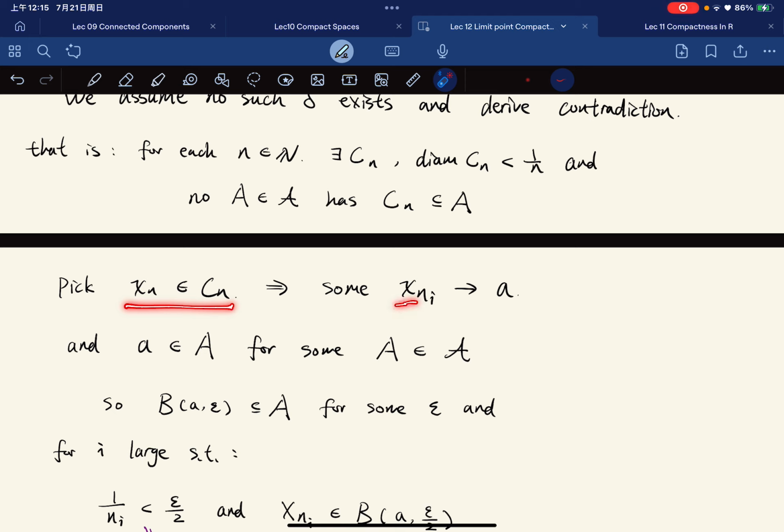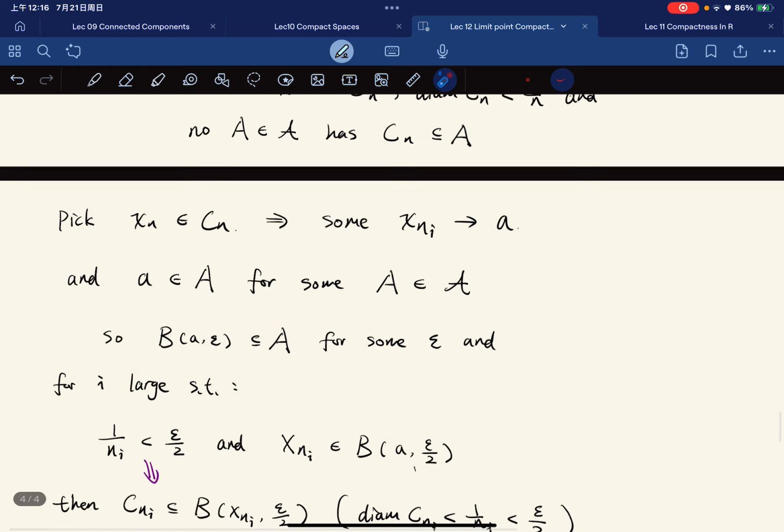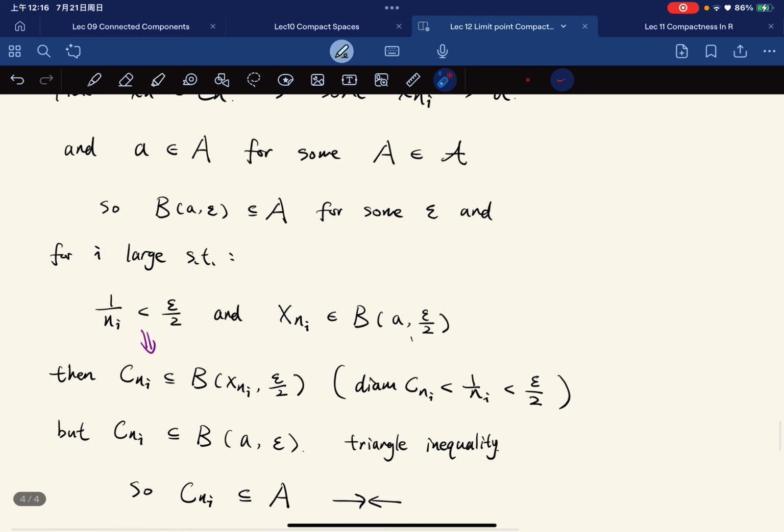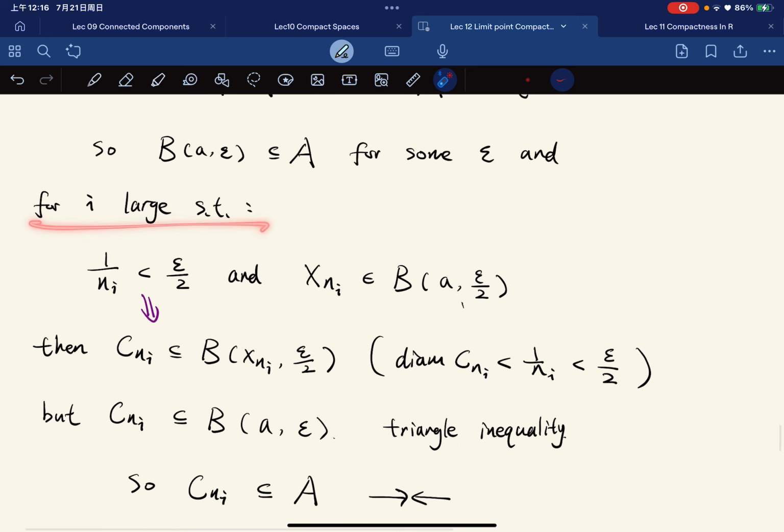Since X is sequentially compact, we have a convergent subsequence that converges to some point A, and A must be inside some element of the open cover. Since that element is open, it contains some epsilon ball around A. Now, for i large enough, we can first make 1 over ni less than epsilon over 2.